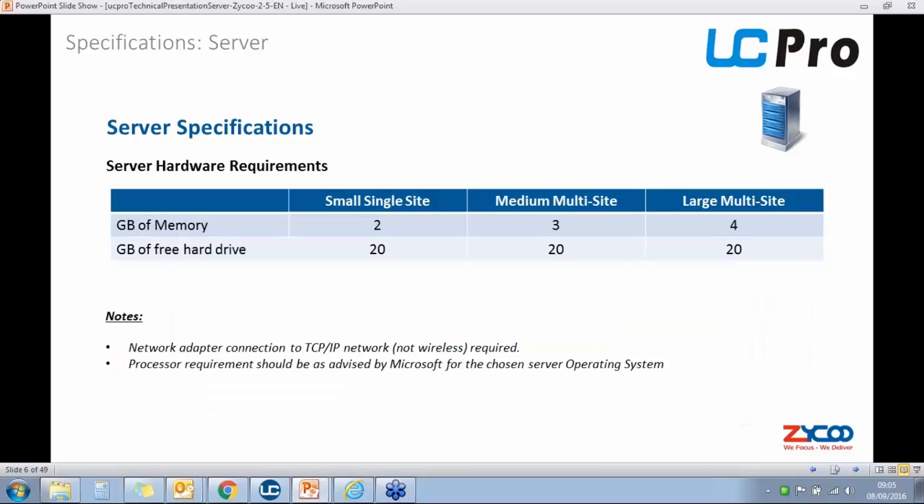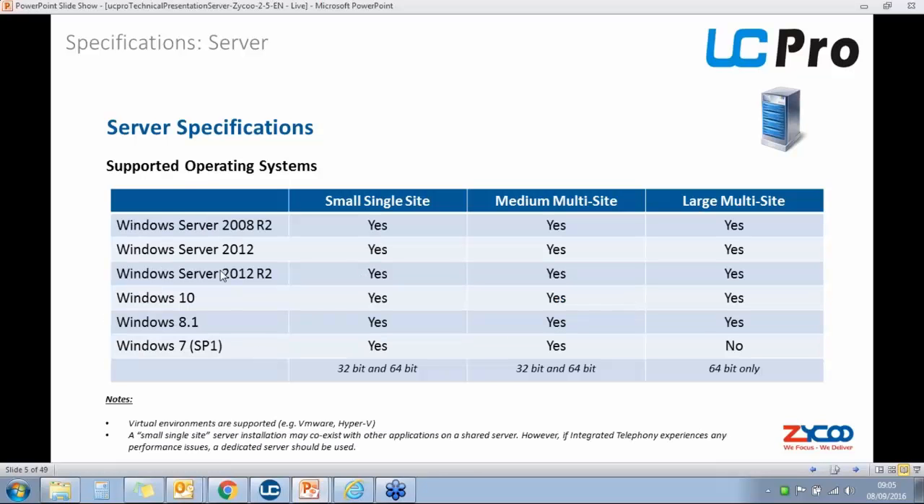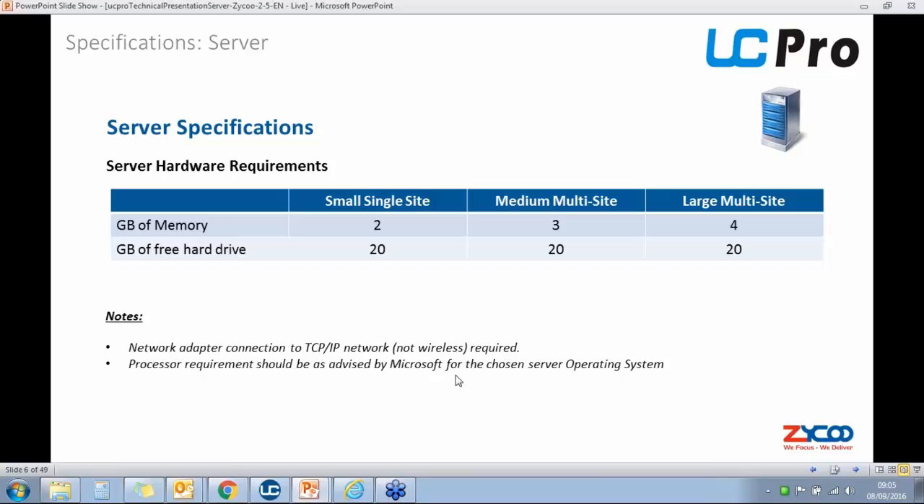In terms of memory and hard disk drive requirements, not a great deal. Up to 20 gigabytes of hard disk required, between 2 and 4 gigabytes of memory. So not particularly extensive requirements. We do recommend a network adapter connection to a TCP/IP network, rather than a wireless connection. So that's definitely required. In terms of the processor requirement, depending on the operating system you're going with, we're basically saying whatever Microsoft suggests is the server requirement for that operating system, then go with that.